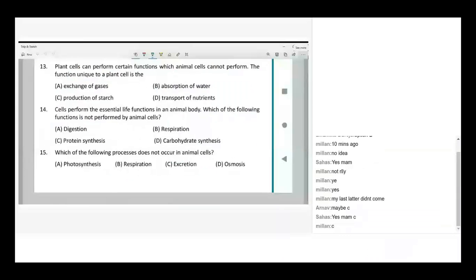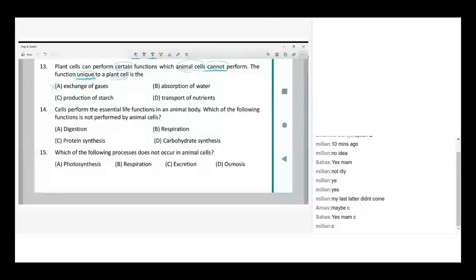Question is, plant cells can perform certain functions. Certain. Okay. Then animal cells cannot perform certain functions. The function is unique. Unique means what? Unique to plant cell. Unique means animal cell cannot do it. In no way can an animal cell do that function. That you have to select. Unique they're asking. Okay. Now, as Bhumika said, yes, exchange of gases happens in animal cells. It's the respiration process. So this is not unique to plant cell.